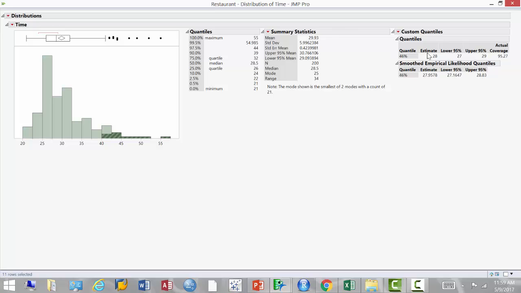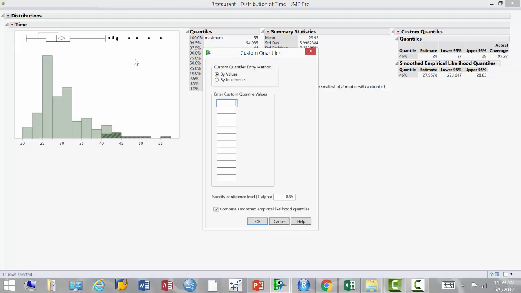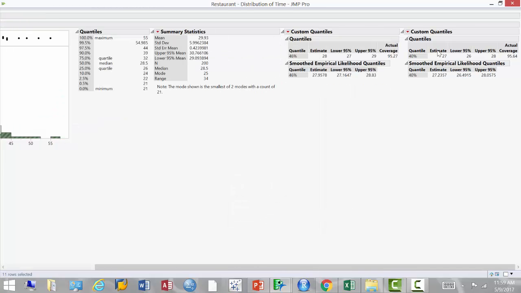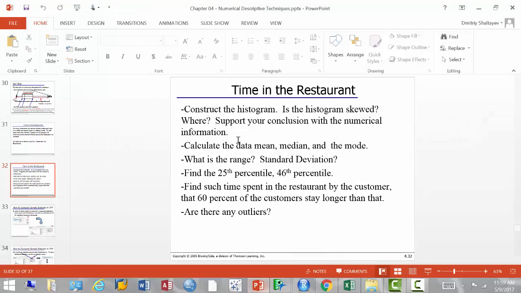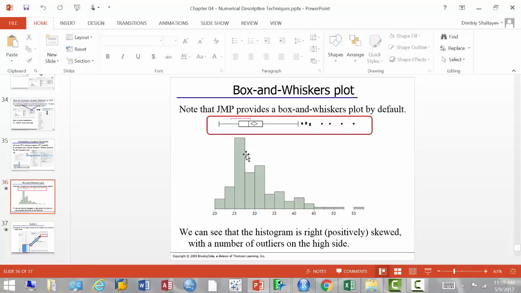So I did one of them, it was 46. So the next one that I have to find is the 40th. So again, I have to go to the red triangle, display options, custom quantiles, and here I have to type 0.4, for the 40th percentile, and you click OK, and it says the 40th percentile is actually 27 minutes. All right, so I believe this is it pretty much.